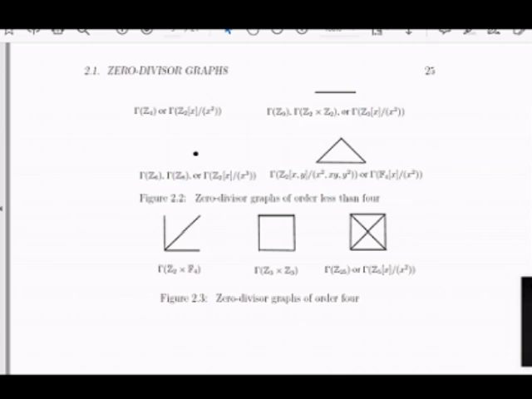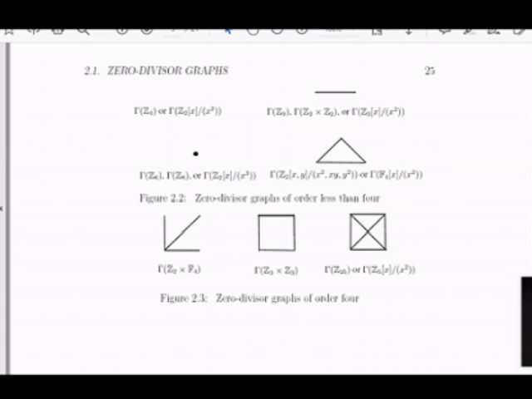And from there, we conclude a few things. As I mentioned, this ring, Z4, definitely is not isomorphic to this ring, Z2[x] mod x squared. They are not isomorphic, but the graph for each one of them is the same. So the graphs are isomorphic. The zero divisor graph is isomorphic.